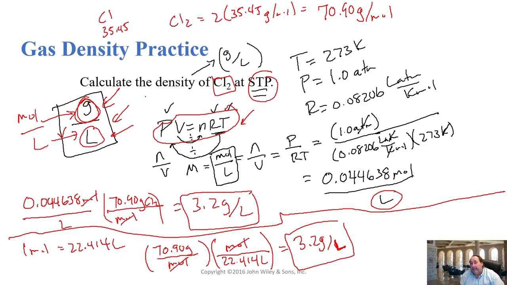And even if you are at STP conditions, you could still do the ideal gas law like we did at the top there. But again, it might be quicker if you are at STP conditions and want density to do the bottom calculation. But you could still do it using the ideal gas law. And if you're not at STP conditions, you have to go the ideal gas law route to get to the density. All right, so that is density.